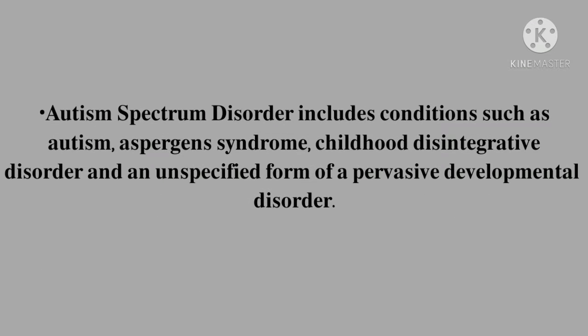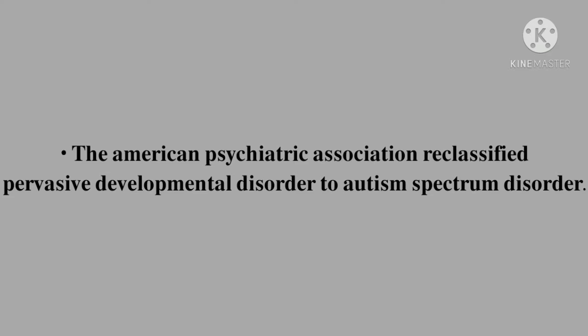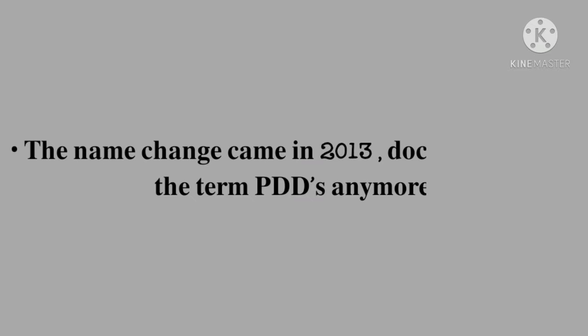Autism spectrum disorder involves conditions such as autism, Asperger's syndrome, childhood disintegrative disorder, and an unspecified form of a pervasive developmental disorder. The American Psychiatric Association reclassified pervasive developmental disorder to autism spectrum disorder. The name change came in 2013. Doctors don't use the term PDD anymore.